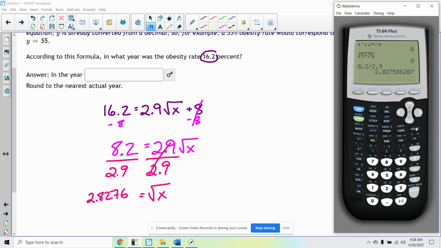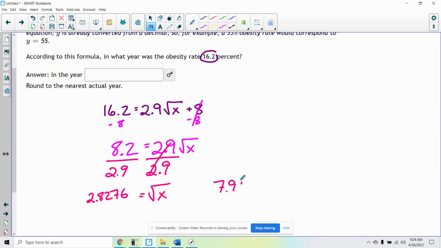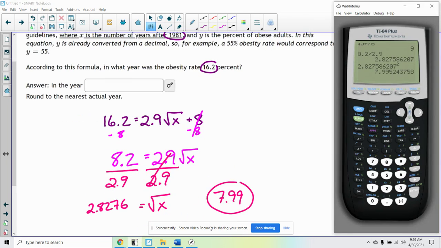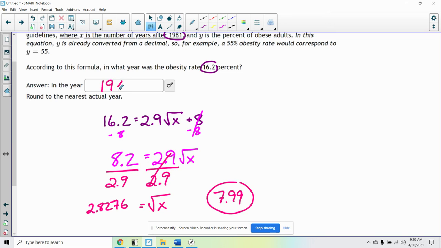So lastly, I'm just going to square both sides. I'm going to take that whole number and square it. I get 7.995. So to the nearest year, it's going to be 7.99 years after 1981. So I'm going to add that to 1981. Even though this looks like it should round up to 1989, I believe the answer should still be sometime in 1988. We'll say sometime in late 1988, like December or something. Okay.